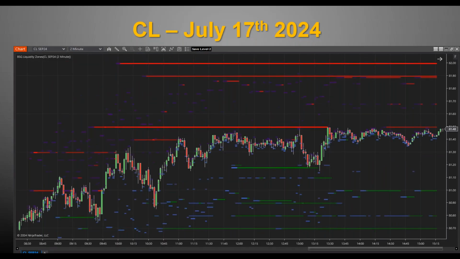And then this is another crude trade. Here I wanted to talk about how there was liquidity here. Once it broke out, it went up, and then once it swept, it pulled back again.